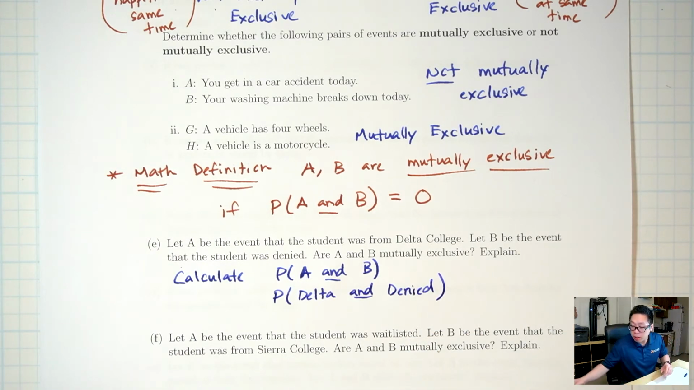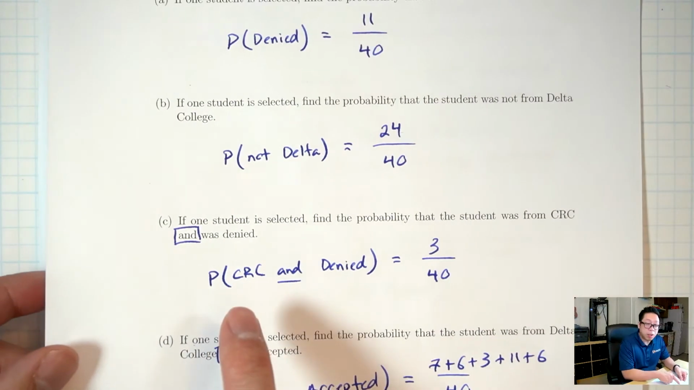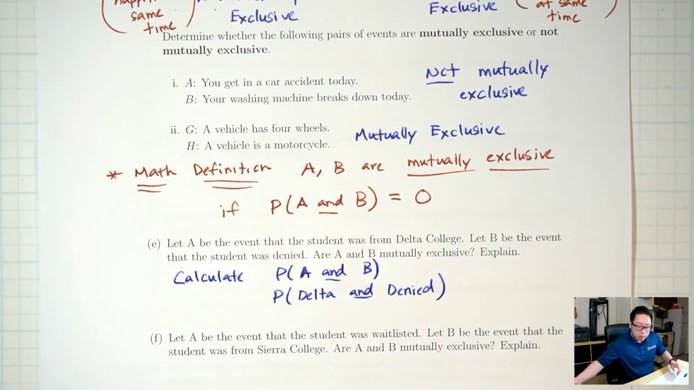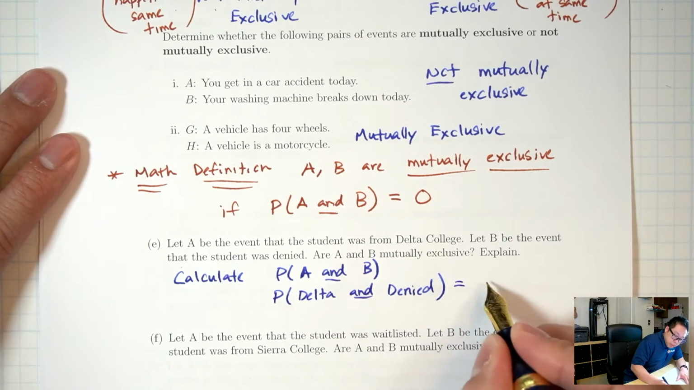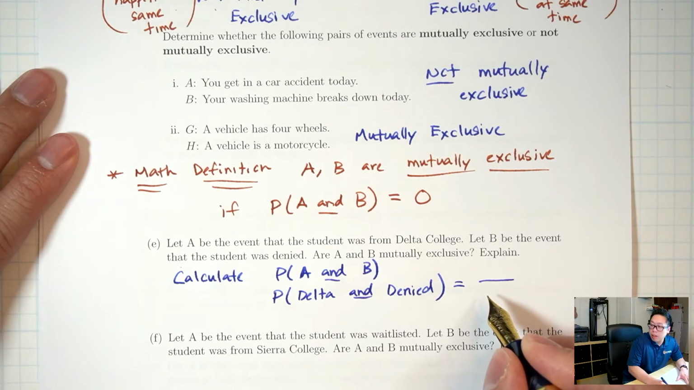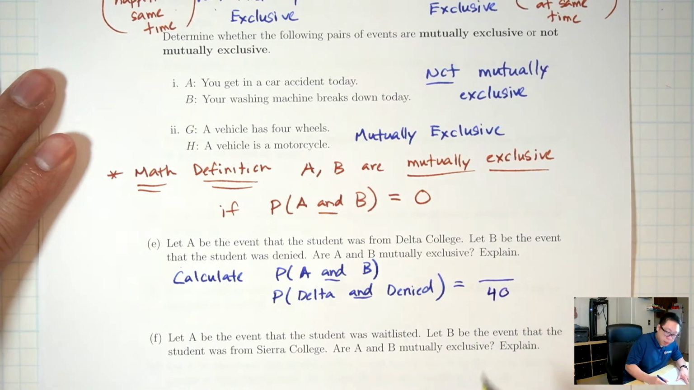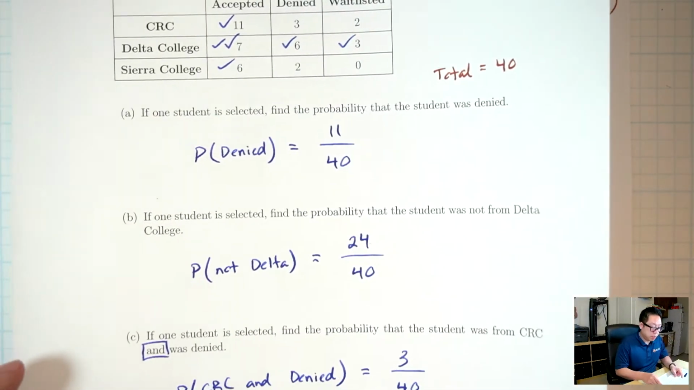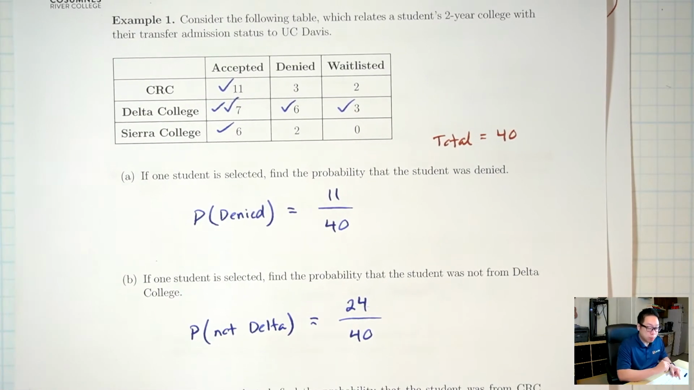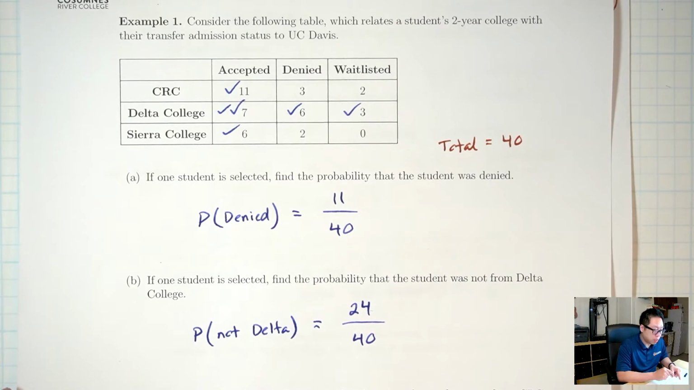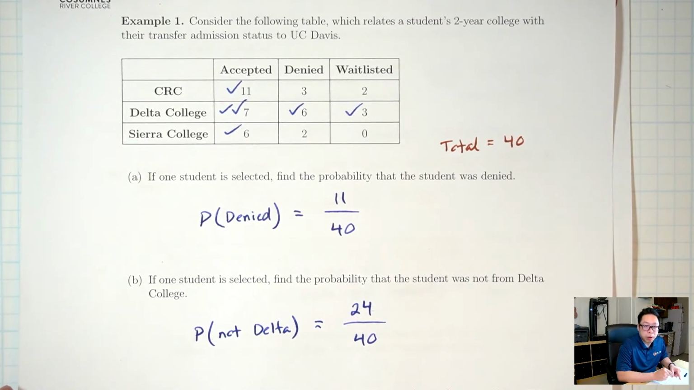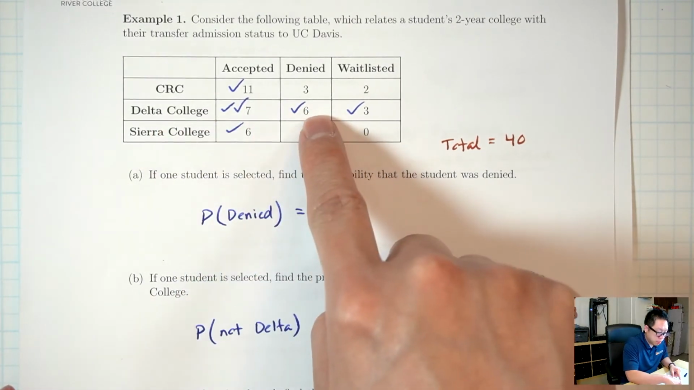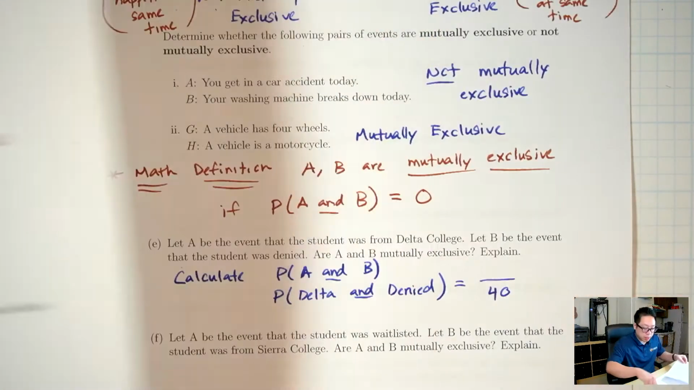And this we know how to do, right? This is exactly the same type of question as part C on the front page, where we're looking for the probability of something and something. The bottom is going to be everybody. So everybody in this case was, I think, 40. And then for the top, I want the students who are from Delta and at the same time denied. Remember, when we talk about and, it should be a single number, one of these boxes. So Delta and denied is which box? The 6, right? So 6 will be Delta and at the same time denied.